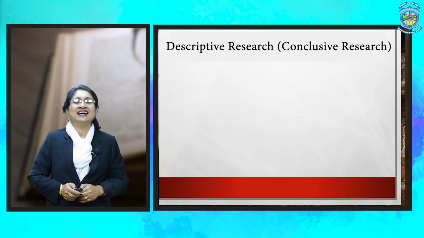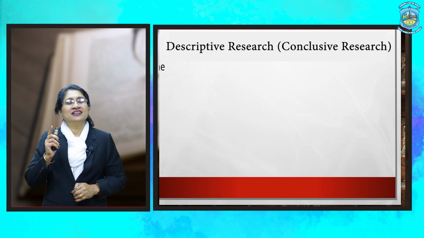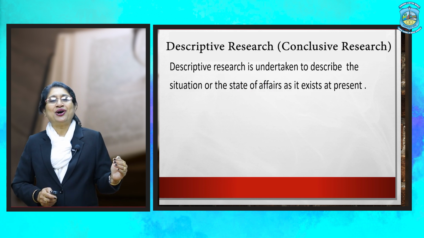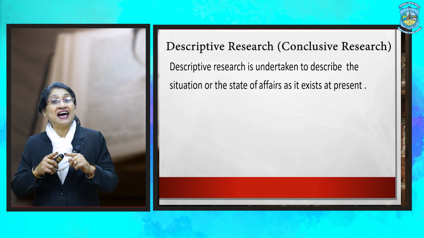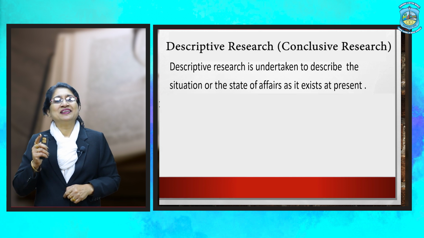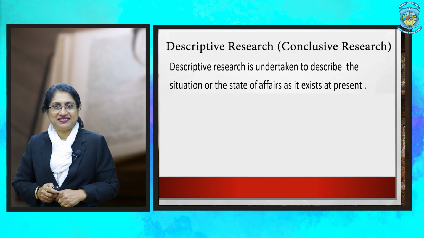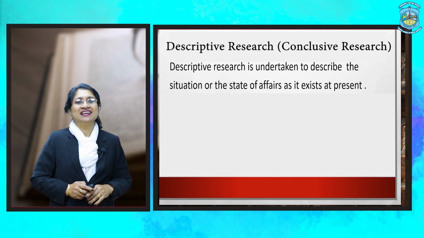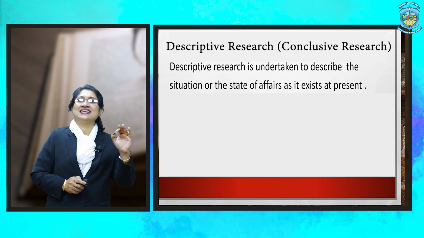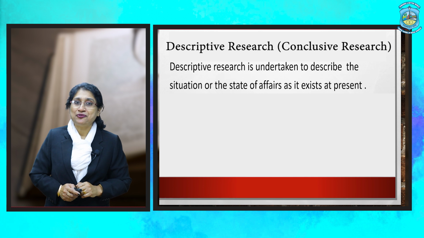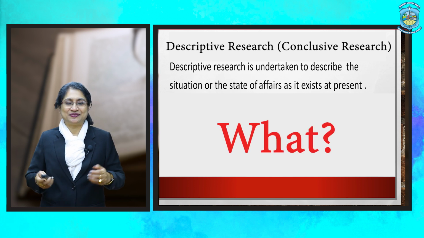Descriptive research, as we said, is also known as conclusive research. Descriptive research is undertaken to describe the situation or the state of affairs as it exists at present. The main characteristic of this method is that the researcher has no control over the variables. He can only report what is happening or what has happened. So, the main focus here is what.